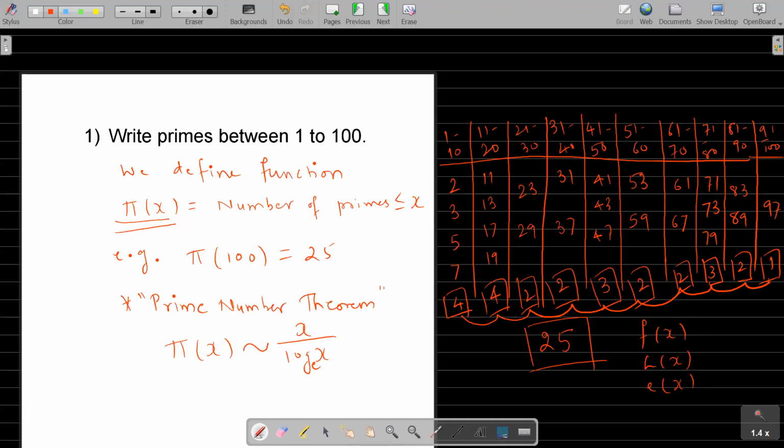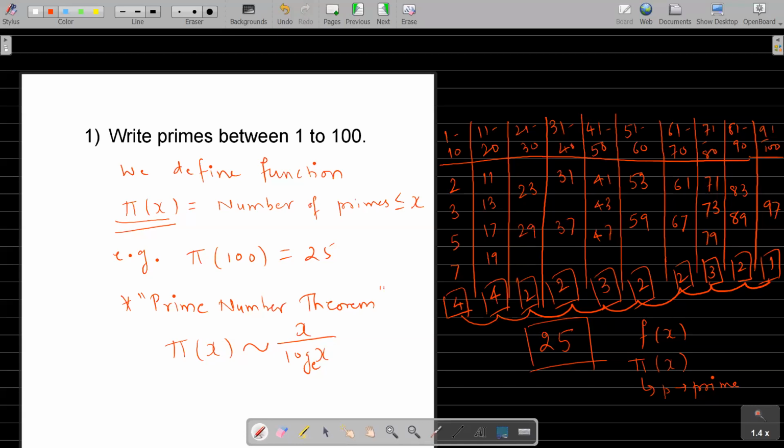The pi's value is 3.14, right? No, this is not that pi. This is just some function, a notation for a function, and functions are represented like f of x, g of x, h of x. In this case, it is denoted by pi of x. That pi stands for p, and p stands for prime. Maybe after a few years, you'll surely understand all these notations.